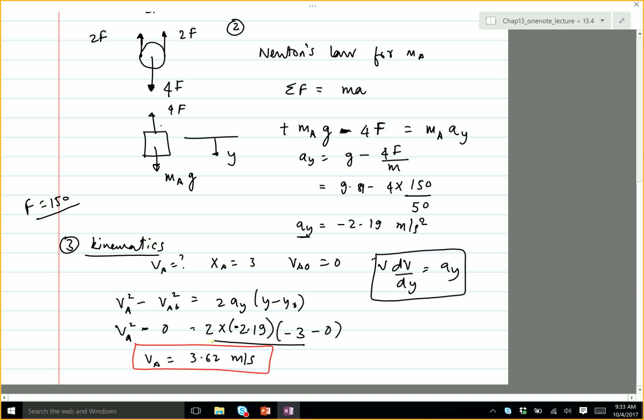That's a negative sign. It should be here. Sorry, my bad. It should be negative here.